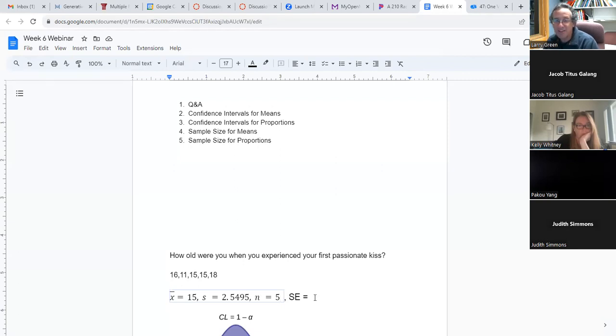And by the way, our best guess is going to be that sigma is 2.5495. So we're going to use that as our best guess. There was a formula. You take the standard deviation, it's not just the standard deviation, and you divide by the square root of n. So I'm going to take the standard deviation.